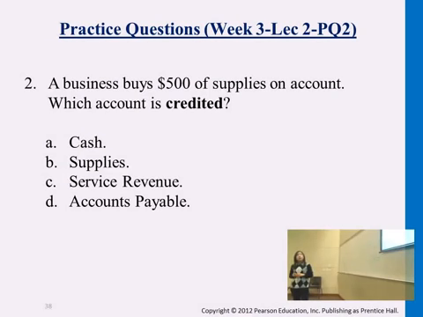A business buys $500 of supplies on account, so which account will be credited? Accounts payable. So the debit side will be supplies. Anything on account, if you're the side purchasing, then it will be accounts payable. If you're the side receiving the benefits, then it will be accounts receivable for your company.